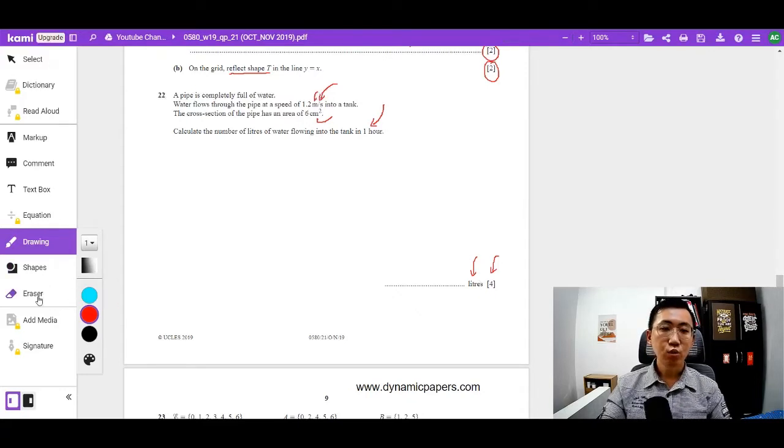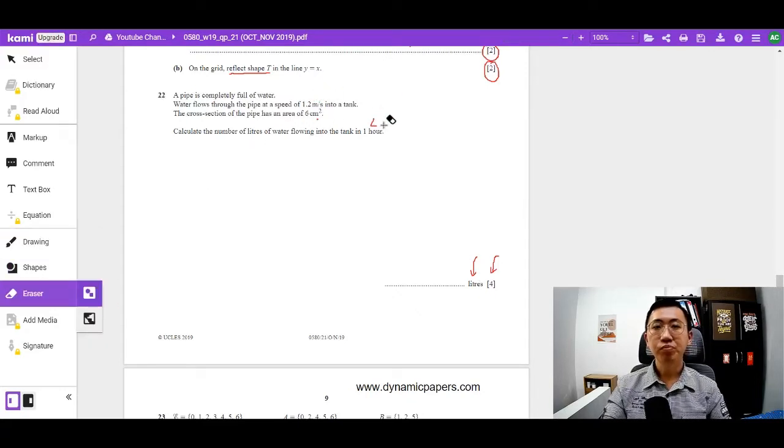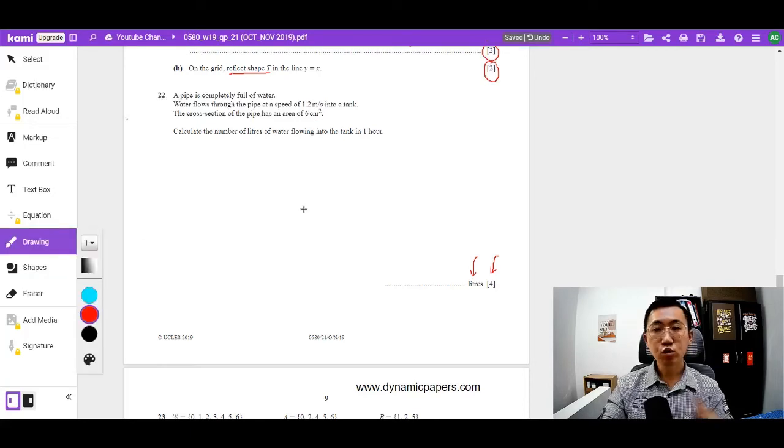Alright, so what are they trying to teach? Let me show you. First step, they are trying to test you on this conversion relation. 1000 centimeter cube is actually 1 liter. So they definitely want you to make it into centimeter cube and then slowly bring the final answer into liter unit. So this is being tested. Not only that, you also need to be comfortable with your centimeter and meter conversion. So the next conversion is 100 centimeter is actually 1 meter.